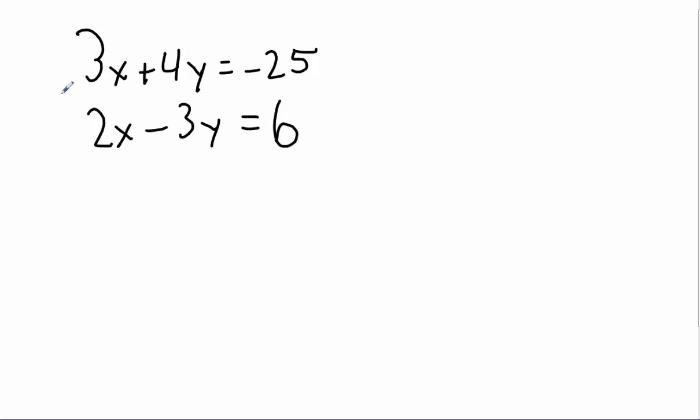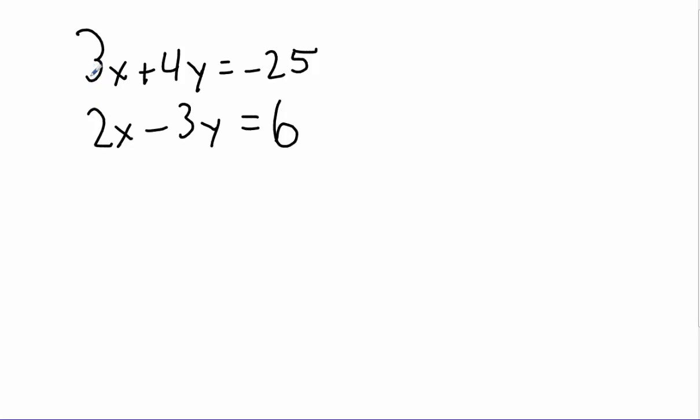So, right off the bat, we see that we have a 3x and a 2x, a 4y, and a negative 3y. No coefficients of x's or the y's match. So in order to eliminate one, we need to manipulate them. So I want to say we're going to eliminate the x's. In order to eliminate that, we need both coefficients to be the same. We need to change the 3 and the 2 to be a common number.